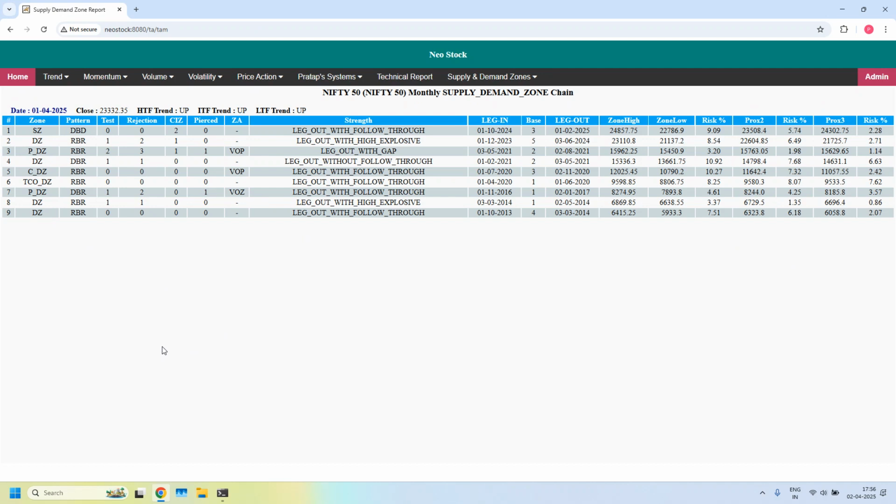And in all the supply demand zone chain reports, always look into the zone column to find the high liquidity zones, and look into the pierced column to find the pierced zones. And always look into the LTF trend to find the trend of the current time frame you have selected. And you know, one time frame higher is ITF and one more time frame higher is HTF. And the remaining columns you can understand easily because you already learned the course.